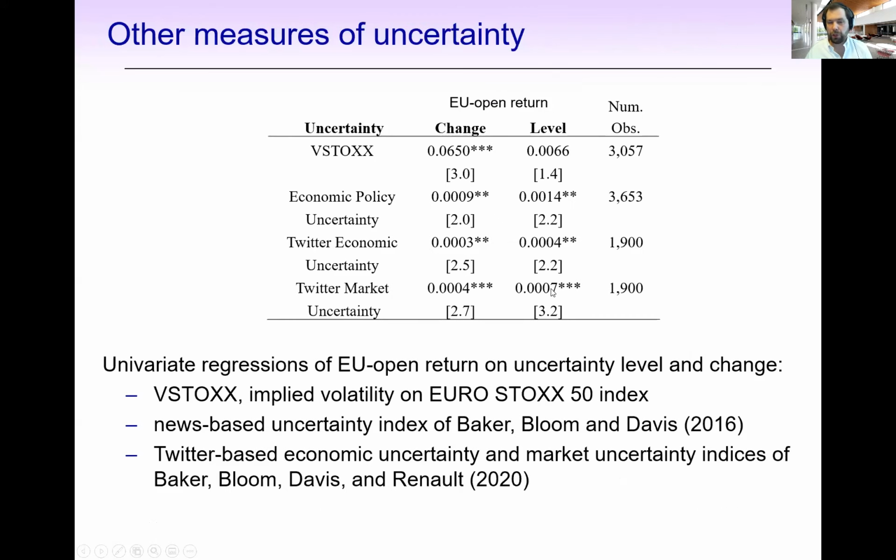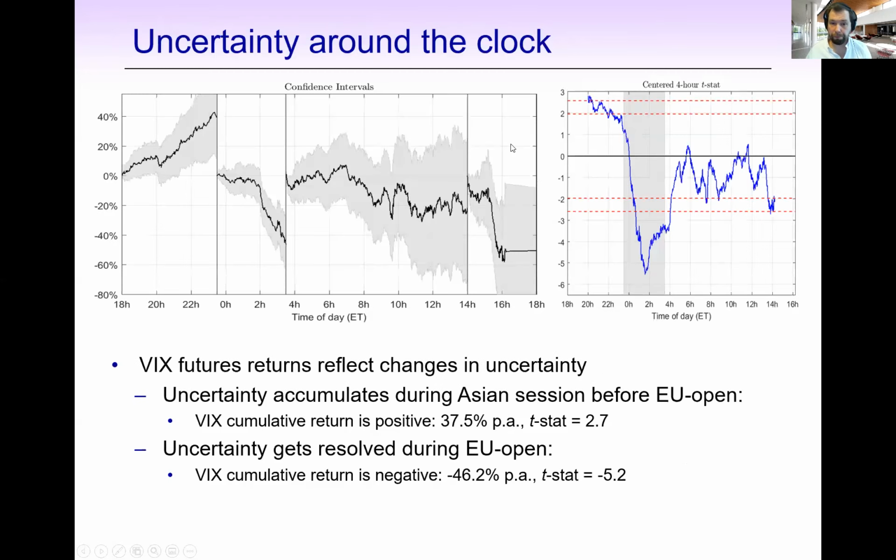We look at other measures of uncertainty, implied volatility for the European index, and also those textual-based uncertainty measures developed by Nick Bloom and his co-authors. Economic policy uncertainty is based on the textual sentiment of US newspapers, while Twitter uncertainty is based on tweets. Those measures are positively correlated. This is why we'll look at univariate regression, changes versus levels, and try to predict EU Open returns. In all specifications, we find a significantly positive relationship.